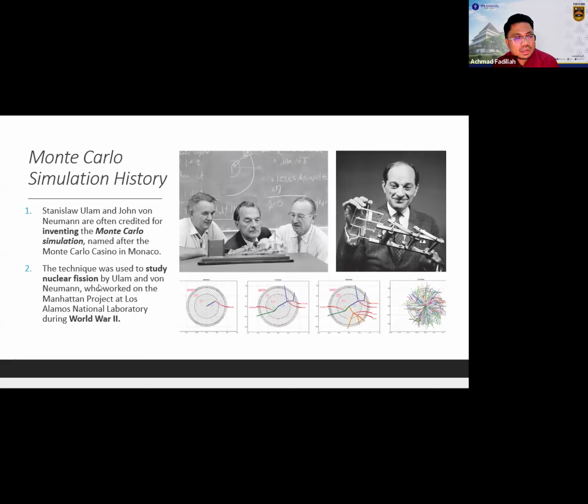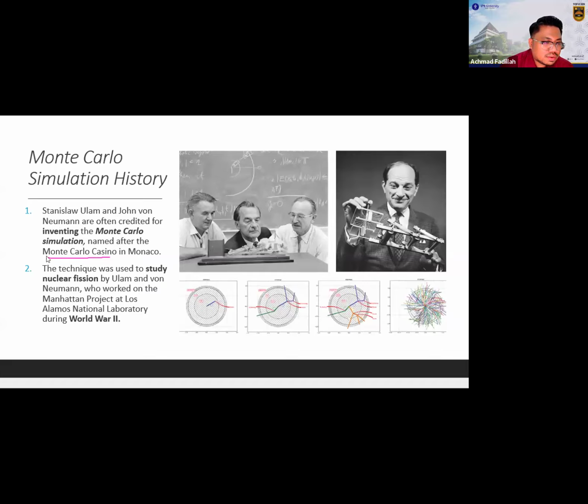This term was made because it was used in a war situation. You need to have a code, a fake name for your strategies during the war. And then Ulam and Neumann named the simulation Monte Carlo simulation. It was from the casino name in Monaco.